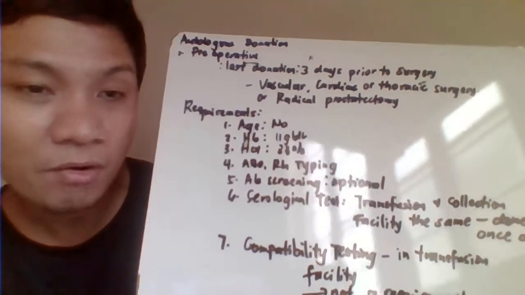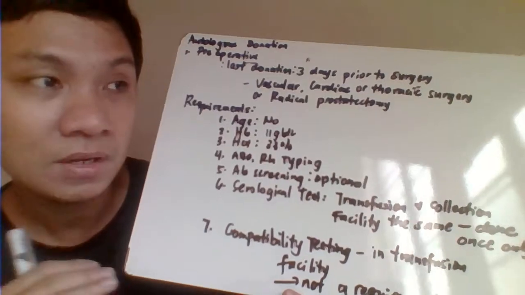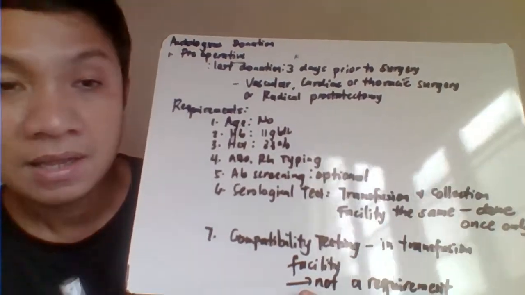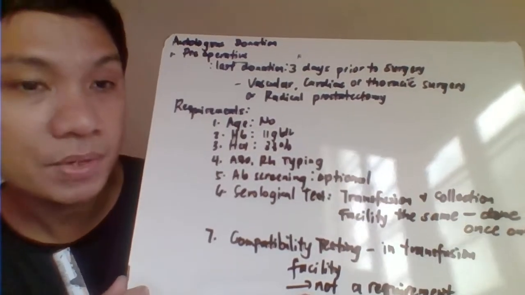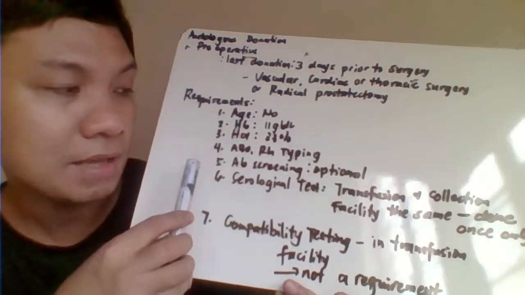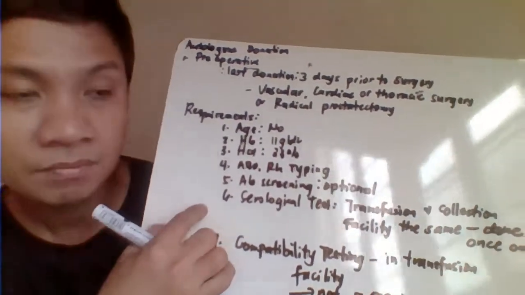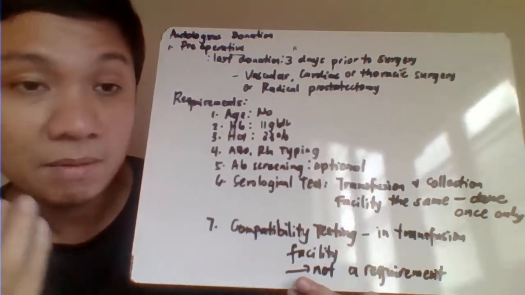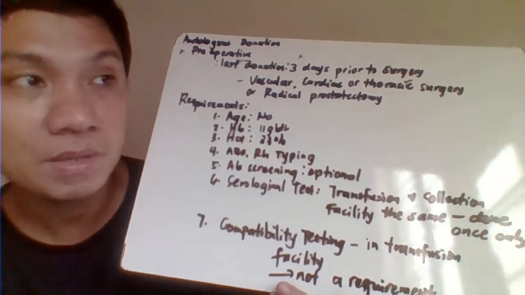Requirements: age, walang requirement kasi autologous naman ito. Hemoglobin should be at least 11 grams per dL. Hematocrit should be at least 33%. ABO typing, so sarili mo naman. Antibody screening is an optional one. Serological test, ite-test mo pa bang blood mo for malaria, HIV, hepatitis B, hepatitis C.